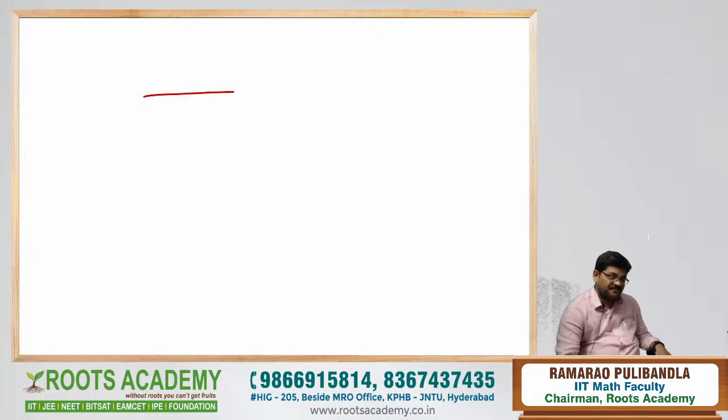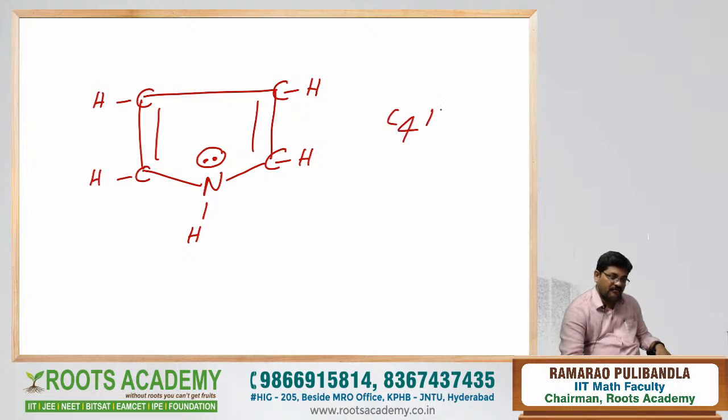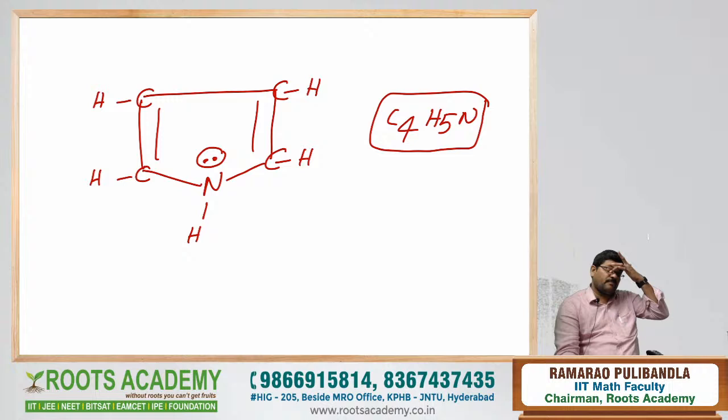Now go to this example, Nana. Take the example of the pyrrole molecule. Pyrrole is a 5-membered molecule. Here CH is there, here CH is there. What is the formula? C4H5N. This is the molecular formula of pyrrole.